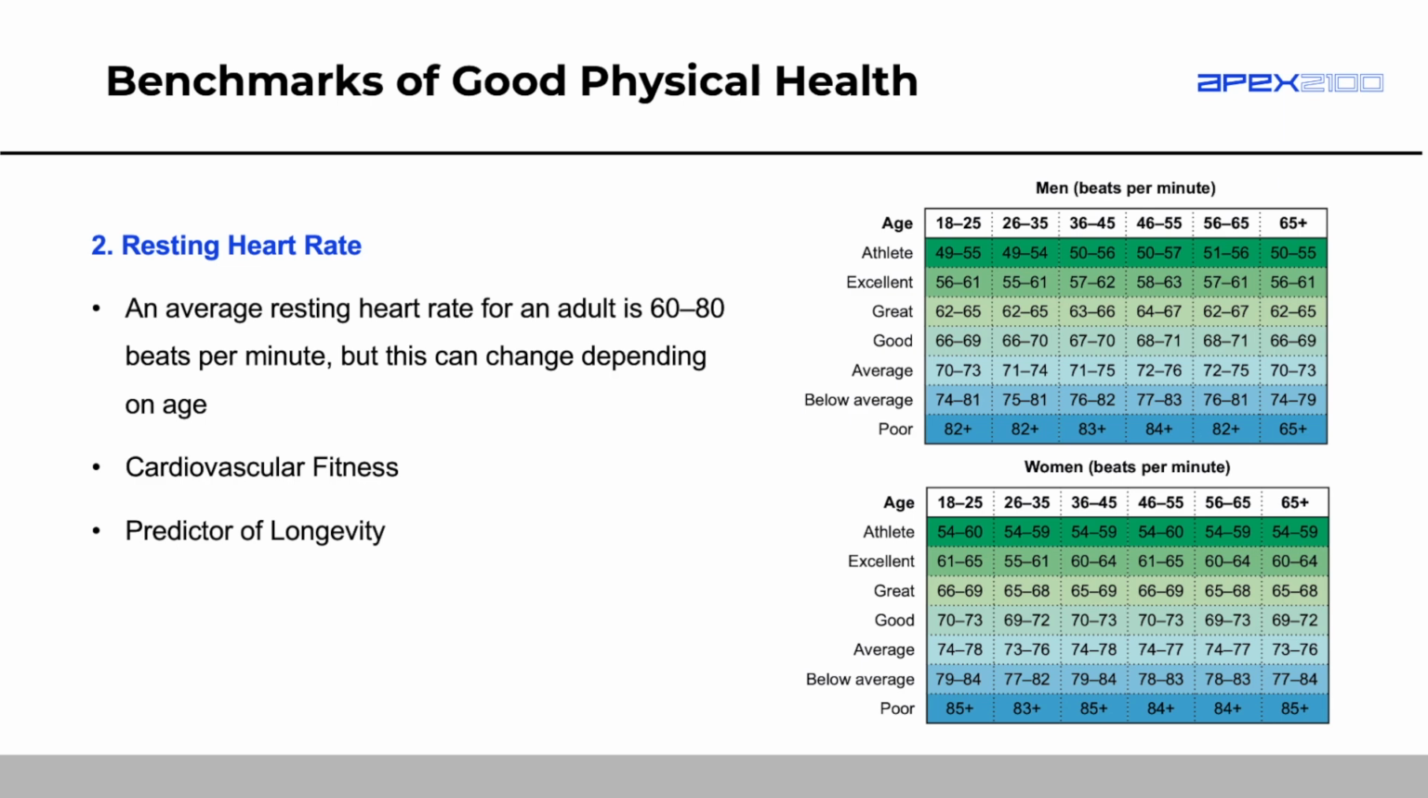The reason why men and women have different average resting heart rates, you can see that men generally is a bit lower than women, is because men have a bigger heart. With a bigger heart, they can pump more blood around the body. Women have a smaller heart, therefore it needs to beat a little bit more to get that blood and that oxygen to the tissues that need it.